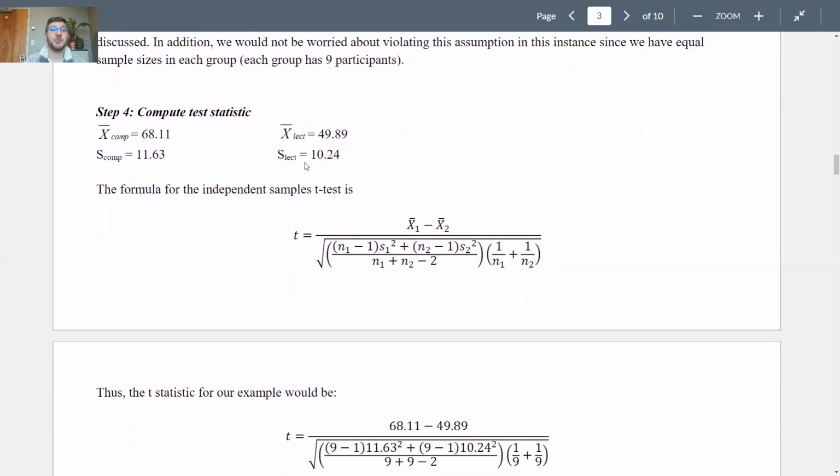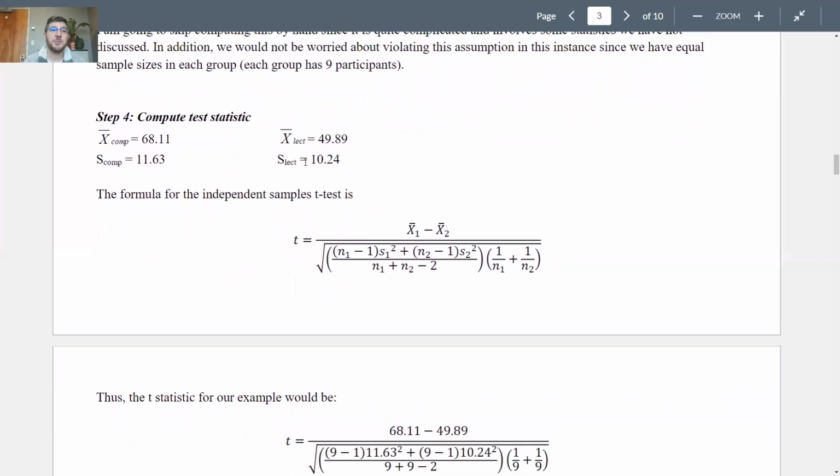Okay, step 4 is we're going to compute the test statistic. When you do this by computer, it's going to give you the test statistic. But if you want to see, this is the actual formula if you were going to compute it by hand. It's the difference in the sample means divided by the standard error, or the standard deviation of that sampling distribution. And basically what's in this denominator is a weighted average of the two sample standard deviations or sample variances.